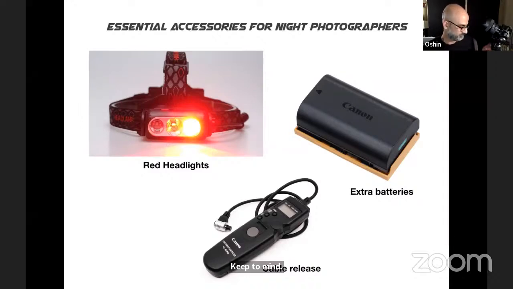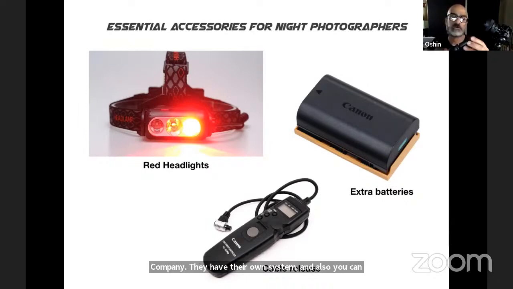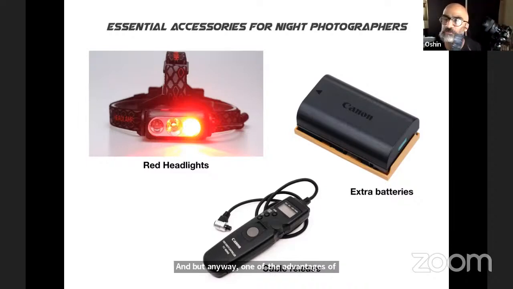Another important item for night photographers is the cable release or the remote control, which comes in two or three different types. Every camera company has its own system, and you can also get cheaper versions online or in other stores. But anyway, one of the advantages of using cable releases is to prevent shaking in the camera, so you can get more detailed images and reduce the vibration in the shot.